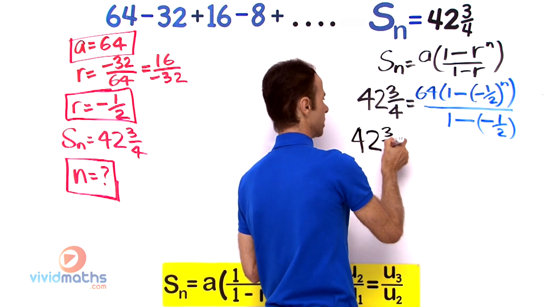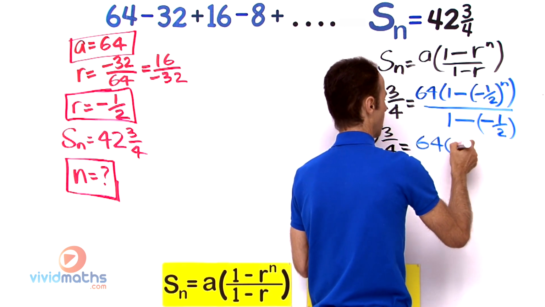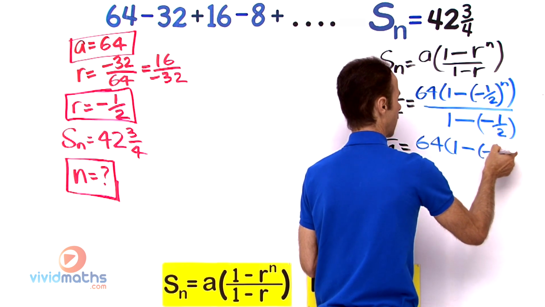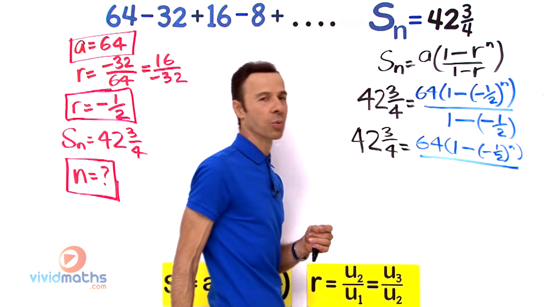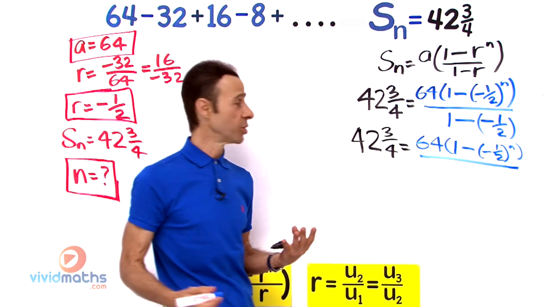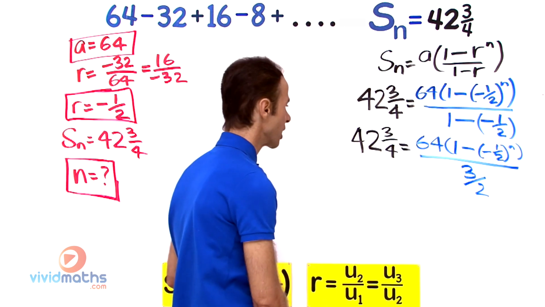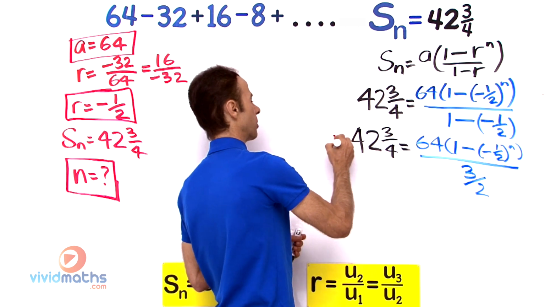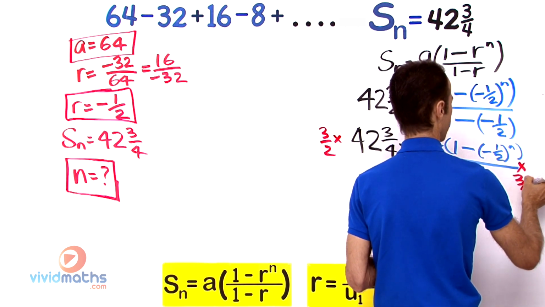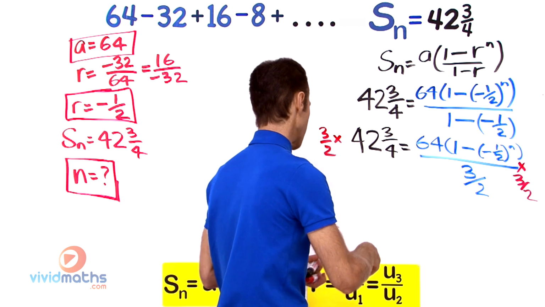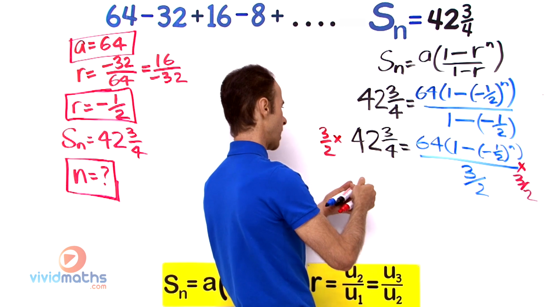42 3/4 equals, writing it out again, 64 times 1 minus negative 1/2 to the power n, all over 1 plus 1/2, which is 1.5, which is 3 on 2, isn't it? So we have 3 on 2. Let's multiply both sides by 3 on 2. That's going to give us a grand total on this side. We're going to get 513.